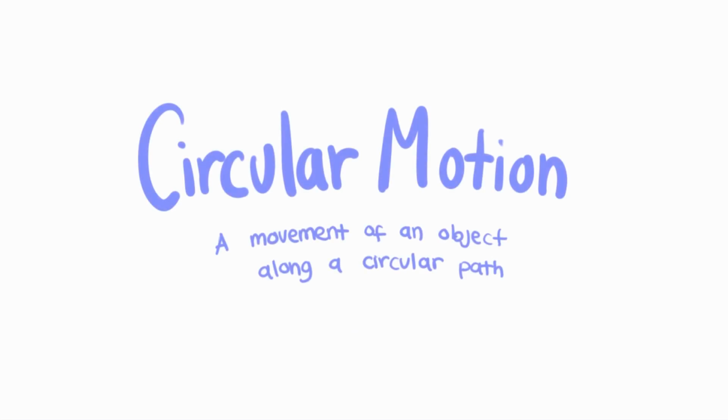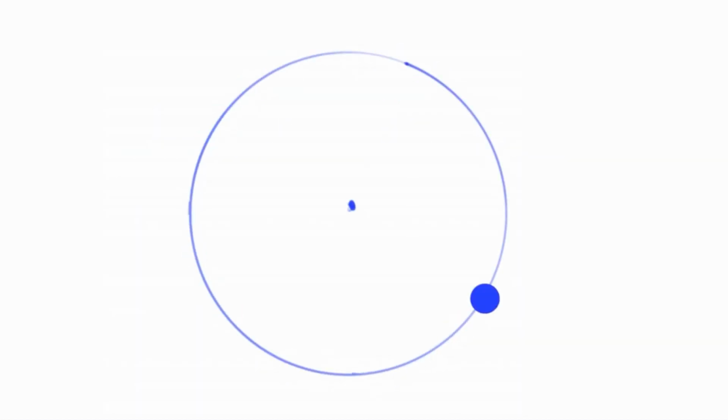Let's get started. So first of all, we need to understand what circular motion is. Circular motion is a movement of an object along a circular path. As the name suggests, an object that is moving in a circle is basically what circular motion is. Let's take a look at this diagram drawn by yours truly. In this diagram, we can see that the object is moving in circular motion because it is following a circular path.